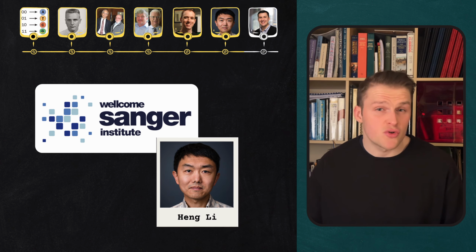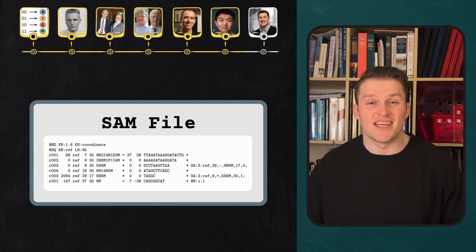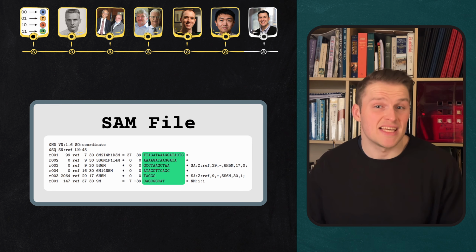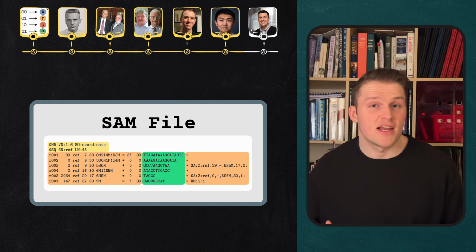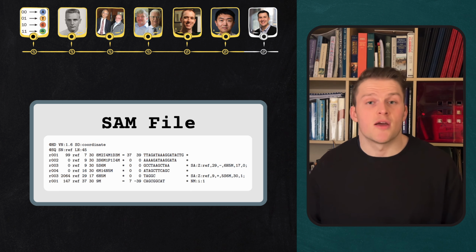They realized that traditional compression wasn't enough. They needed formats designed specifically for genomic data. The first breakthrough came with the Sequence Alignment Map format, SAM, which stored not just the DNA sequences, but information about how they aligned to a reference genome. Think of alignment like figuring out exactly where each piece of a DNA puzzle fits in the complete picture.